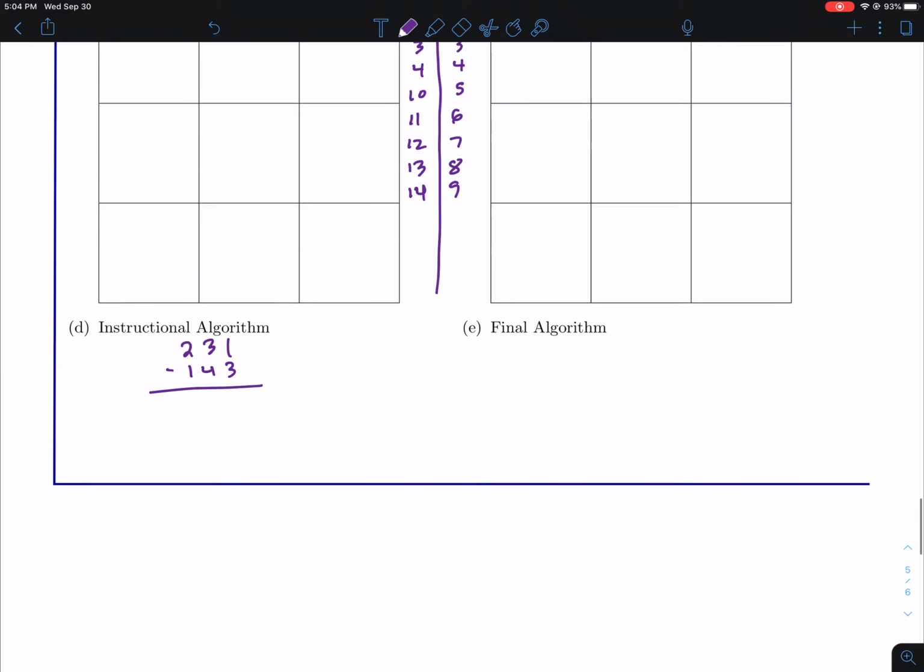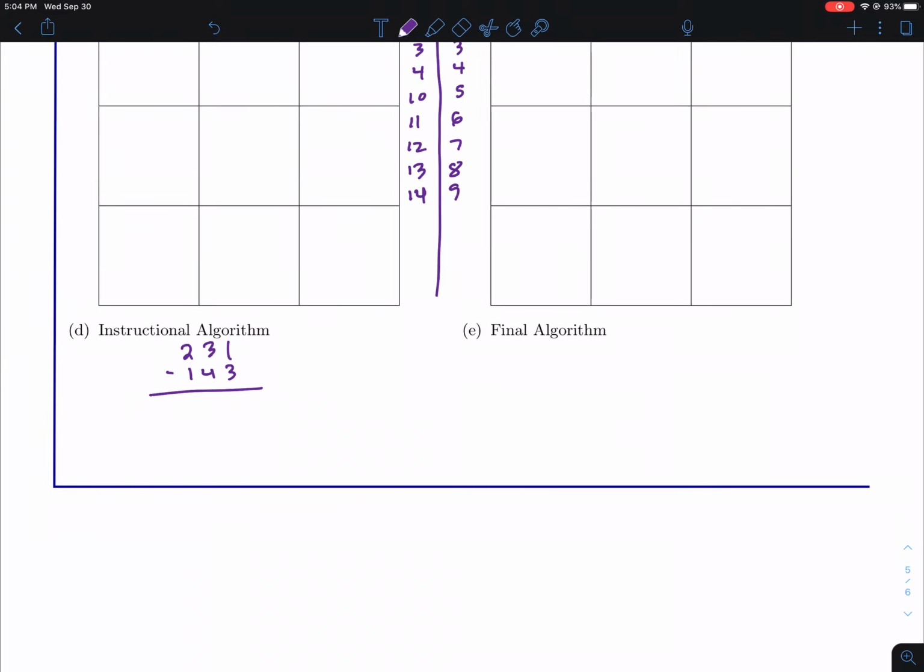Is when we borrow, we're almost going to rewrite this top number each time. So in this case, again, I'm trying to take 3 from 1, but I know I can't do that. So what I'm going to do is take one of these 3's and turn it into a 2, and then I'm basically going to add 5 to this guy over here. So I'm going to rewrite this top number instead of 231 as 226.